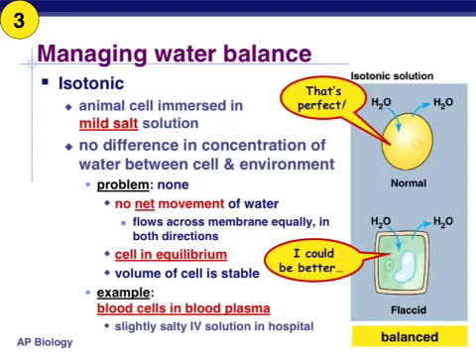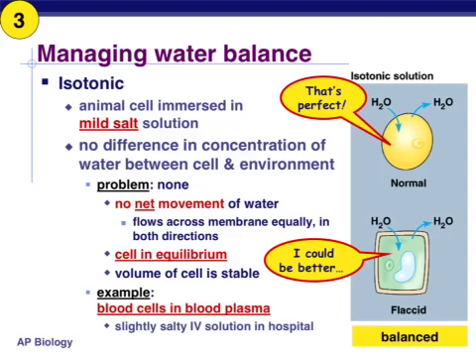So think of an animal cell that's immersed in a mildly salt solution. There's not really going to be an issue because you're losing and gaining water at the same rate. There's no difference in concentration of water between the cell and its environment. So there's no real net movement of water. We're not losing water in either direction. It's exchanging equally. So in this case, for an animal cell, your cell is in equilibrium. There is no problem. The volume of the cell is stable. So think of your red blood cells in blood plasma. That's going to be an isotonic solution.